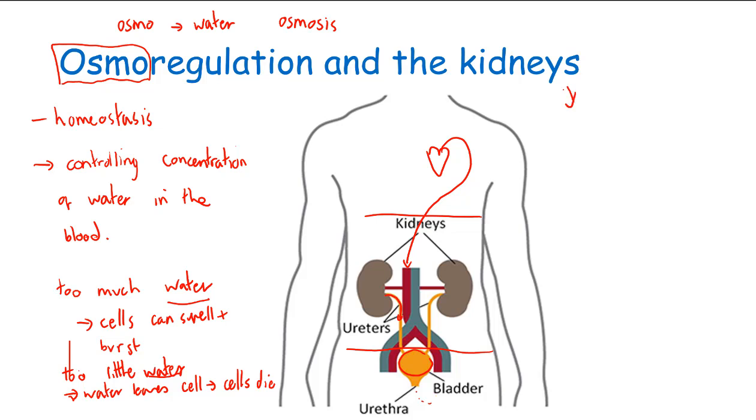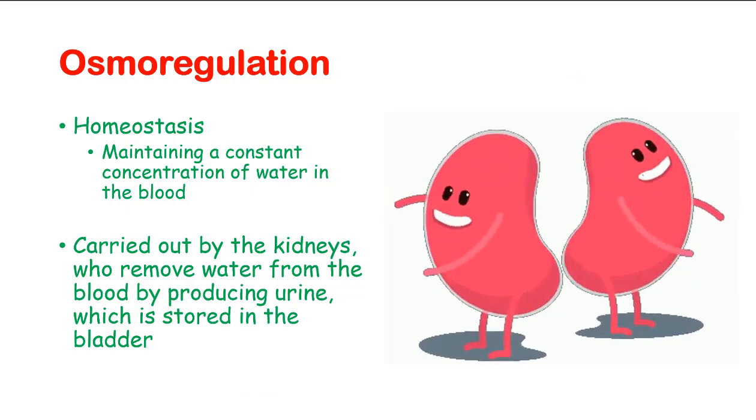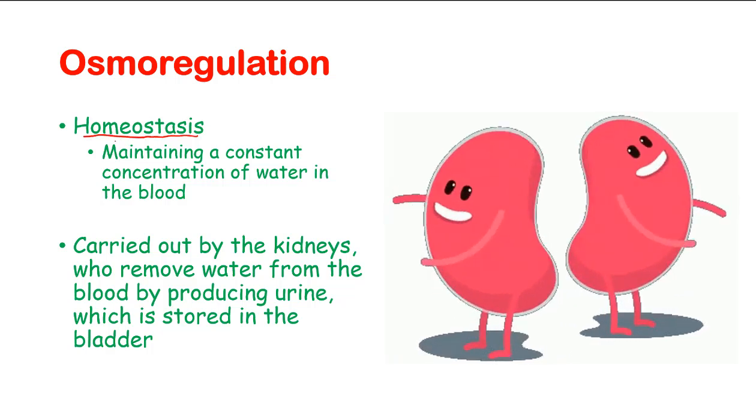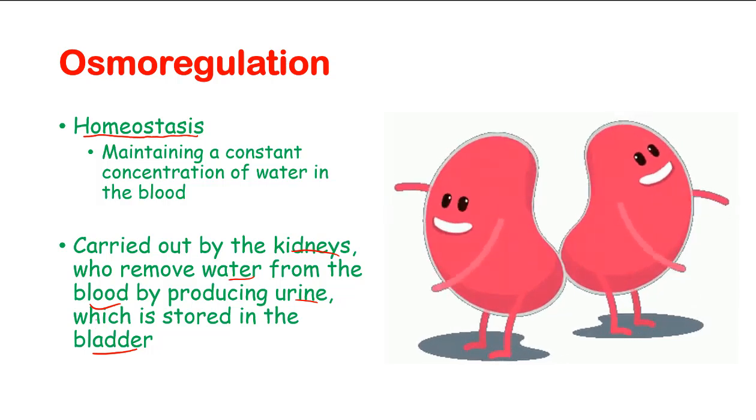Now, the kidneys as well are part of the excretory system, which is basically a system for removing waste. And as I say here, osmoregulation is an example of homeostasis, which was maintaining constant concentration of water in the blood. It's carried out by the kidneys. They remove water from the blood by producing urine, which is then stored in the bladder before you pee it out.